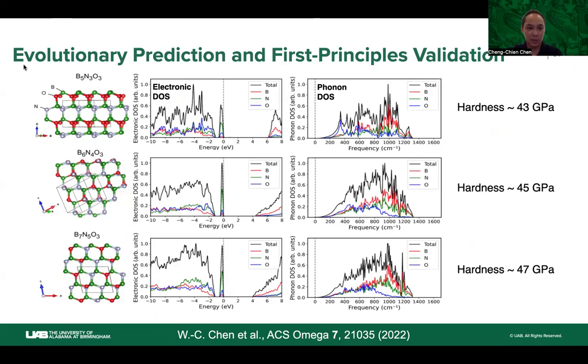So these are the corresponding crystal structures from evolutionary searches. The electron DOS shows that they are all wide bandgap insulators, so they are stable. The phonon DOS is all positive, so they're also dynamically stable. Importantly, they have hardness values all above 40 GPa. So they are all potential superhard BNO superhard insulators, and that can potentially be synthesized in the future.